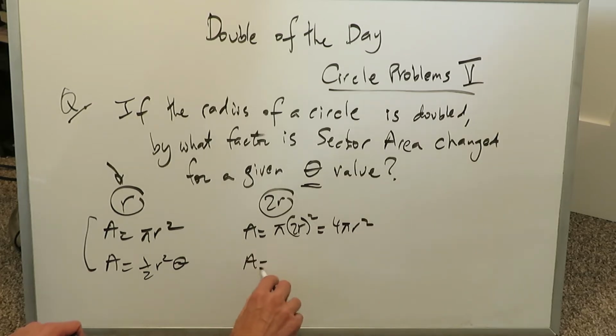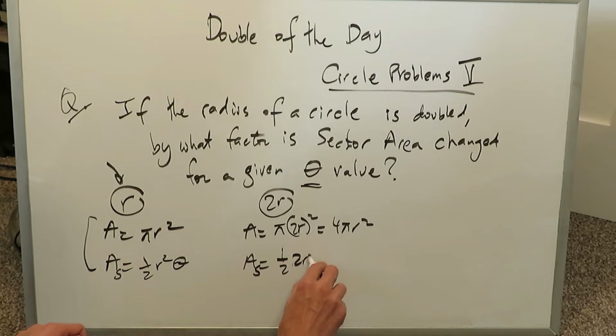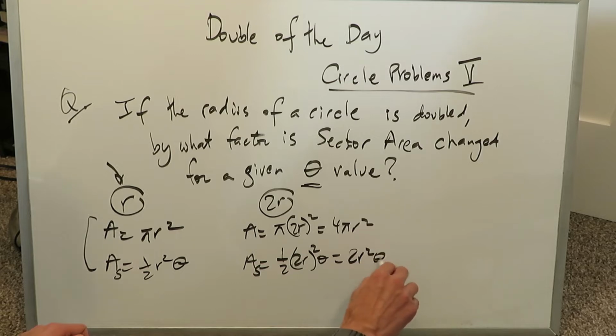And what about the area of a sector? We can put a little s over here to denote that this is the area of a sector. Here you're looking at half, but the radius might as well just be 2r, because that's what we're looking at, times theta. What do we get? 4r squared over 2, which is 2r squared theta.